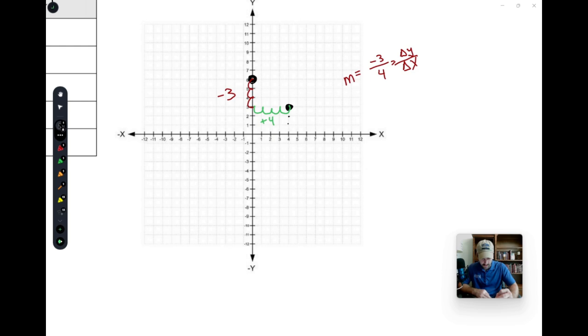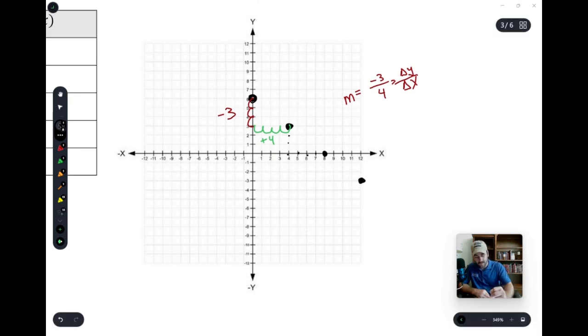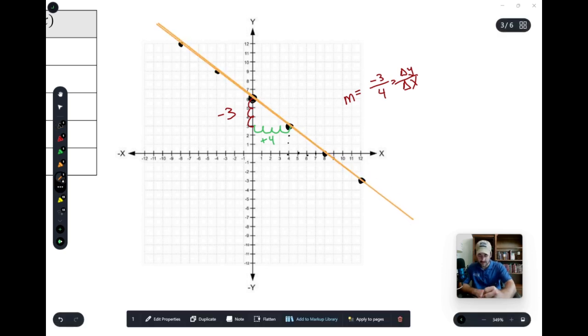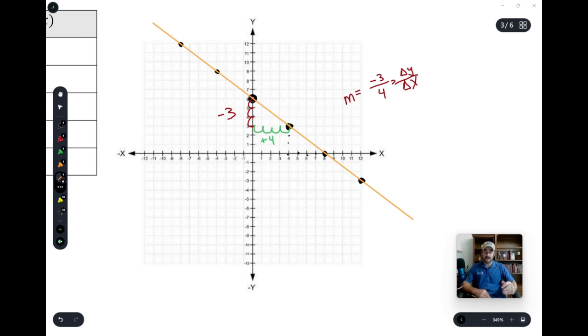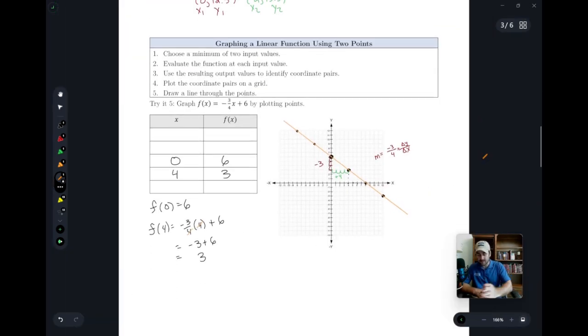And all of these points, if we follow that consistent pattern, not only should line up, but they should also plug and chug into our equation to give us the equation for this line. Look at that. And so we have graphed our line, put some arrows so we know it goes on forever, using only 2 points and a little bit of pattern recognition.